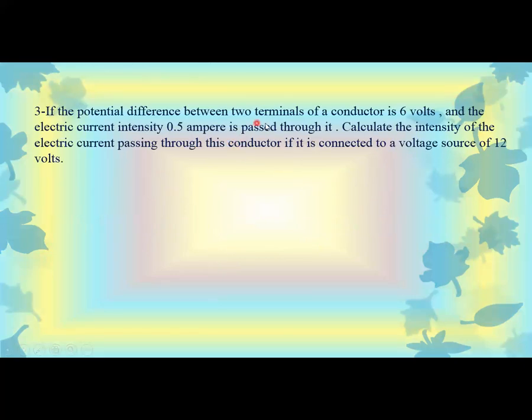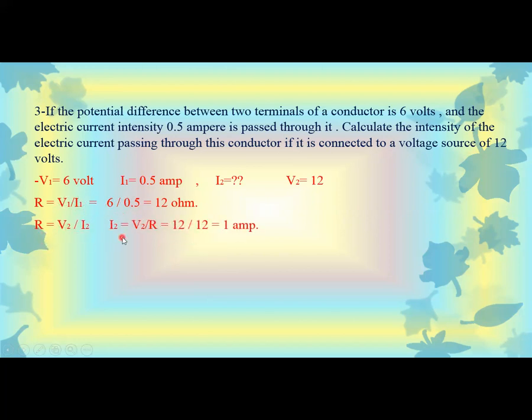If the potential difference between two terminals of a conductor is 6 volt and the electric current intensity half ampere is passed through it, calculate the intensity of electric current passing through this conductor if it's connected to voltage 12. So here I have V1 is 6 volt and I1 is half. The same conductor, if I connect it to V2 which is 12, what will I2 be? The process is very easy. I first calculate the resistance, so R equals V1 divided by I1, which is 6 divided by 0.5 equals 12. Then I use the same resistance, which is fixed of course, to calculate I2: I2 equals V2 over the resistance, so 12 divided by 12 equals 1 ampere.